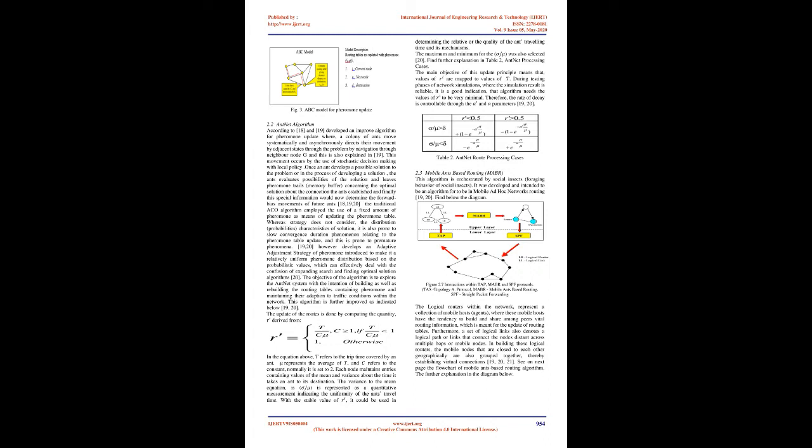TAS topology A protocol, MABR, Mobile Ant-based routing. SPF, straight packet forwarding. The logical routers within the network represent a collection of mobile hosts, agents, where these mobile hosts have the tendency to build and share among peers vital routing information, which is meant for the update of routing tables. Furthermore, a set of logical links also denotes a logical path that connects the nodes distant across multiple hops or mobile nodes.